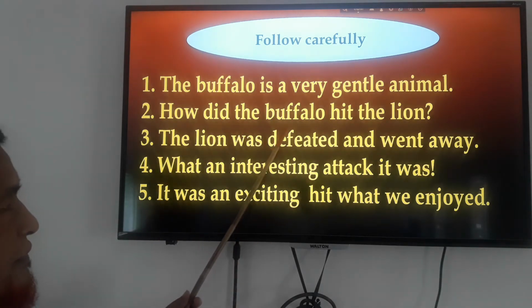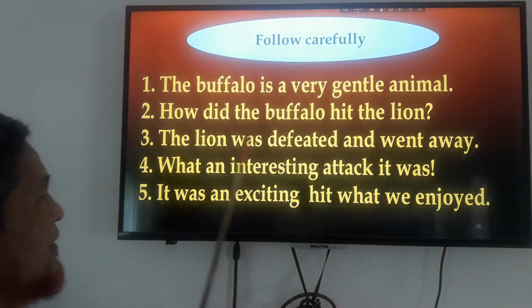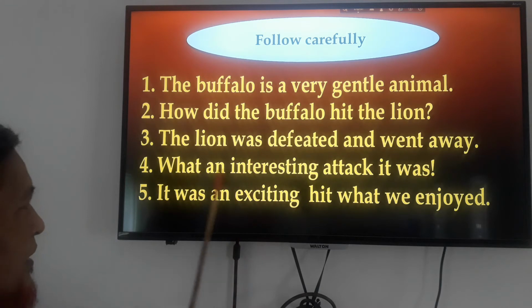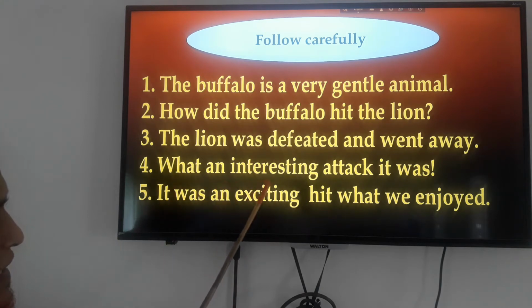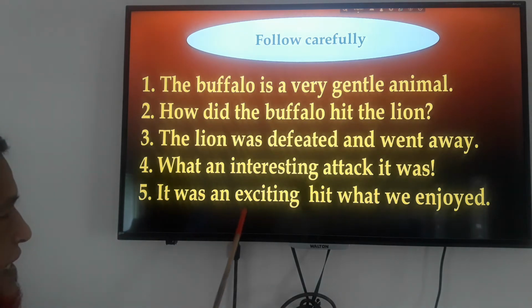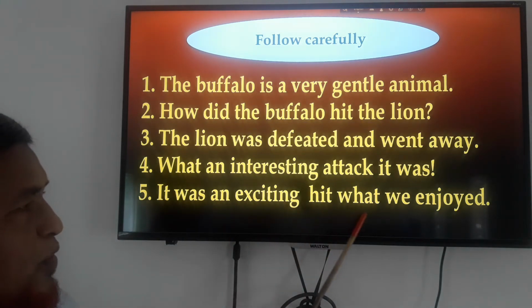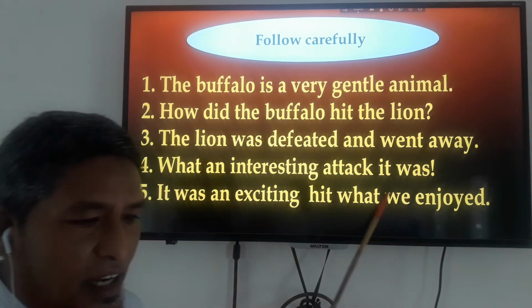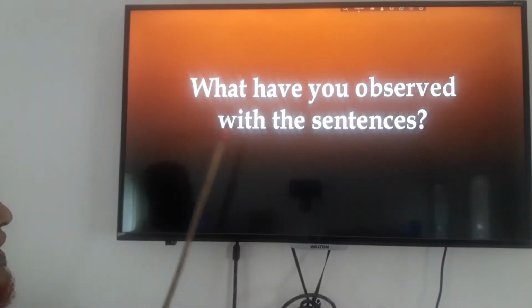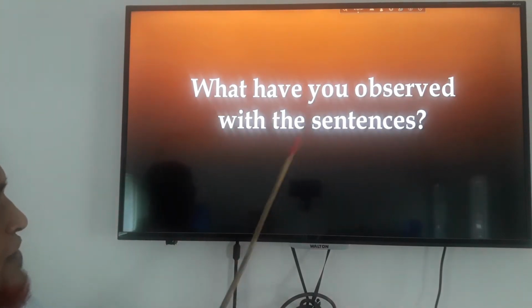How did the buffalo hit the lion? The lion was defeated and went away. What an interesting attack it was. It was an exciting hit, what we enjoyed. Can you follow what is related to the sentences here? Okay, what have you observed with the sentences?